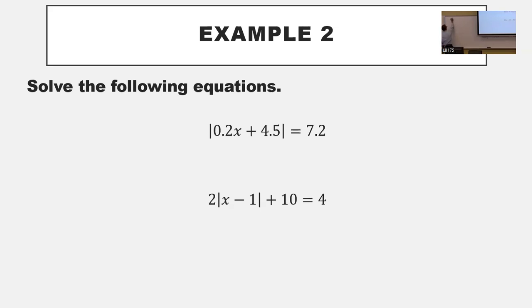That's the absolute value of 0.2x plus 4.5 is equal to 7.2. And 2 times the absolute value of x minus 1, plus 10, is equal to 4.